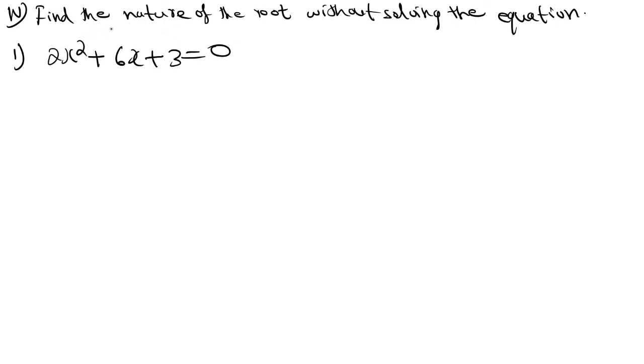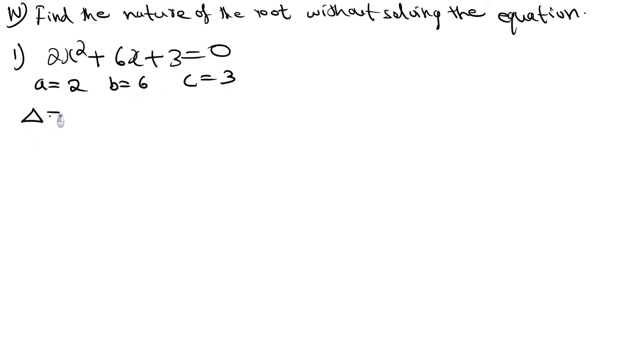See the next question. Find the nature of the roots without solving the equation. That means you need to verify whether roots are equal or unequal and roots are real or not real. Okay. Here's the first question: 2x square plus 6x plus 3 equal to 0. To solve this one, first write a value equal to 2, b value equal to 6, c value is equal to 3. Then what you have to calculate?